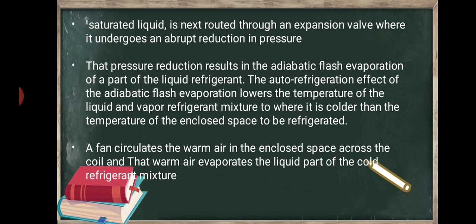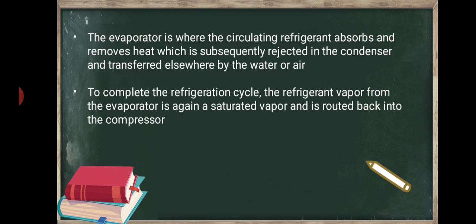A fan circulates the warm air from the enclosed space across the coil, and the warm air evaporates the liquid part of the cold refrigerant. So the evaporator heats up the liquid and vapor refrigerant, and it is converted into clear vapor again. The circulating refrigerant absorbs the heat, and subsequently rejects it at the condenser, transferring it elsewhere by water or air. The complete refrigeration cycle happens here.